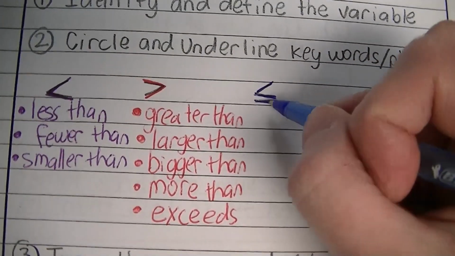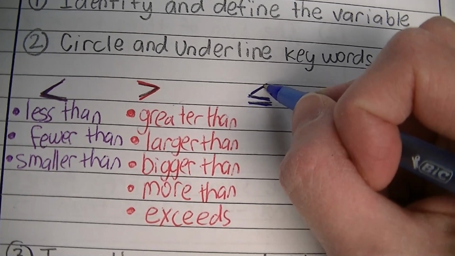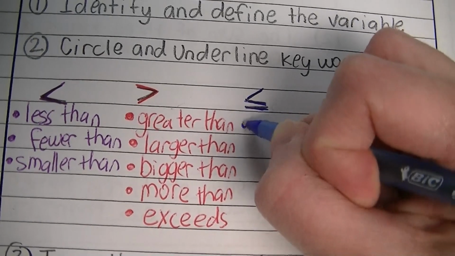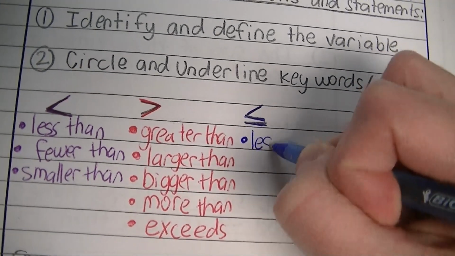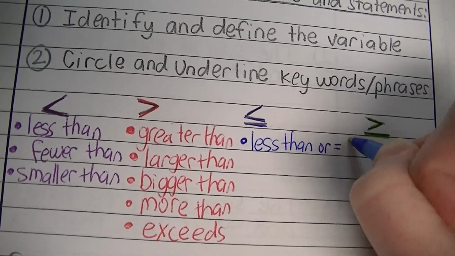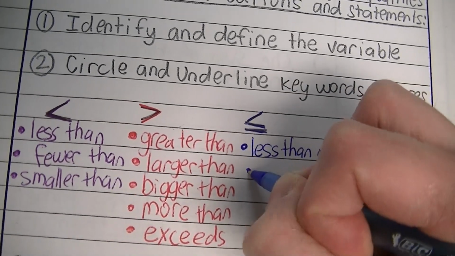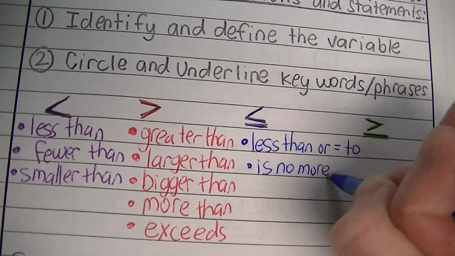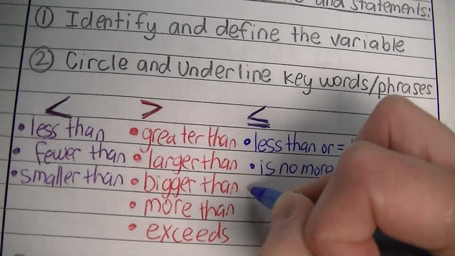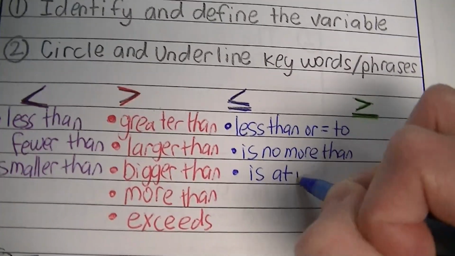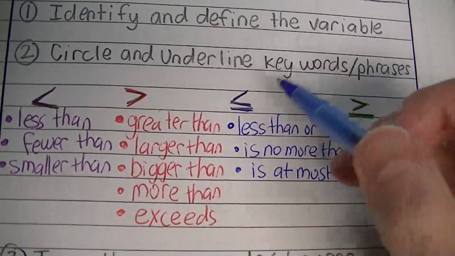Here are some phrases that will help you know to use less than or equal to. If it literally says less than or equal to, then that's probably the symbol to use. If it says is no more than, or if it says is at most, okay, then you want to use that symbol.